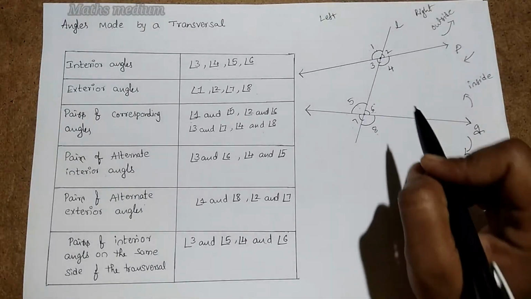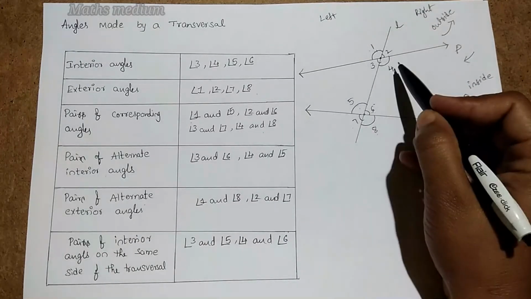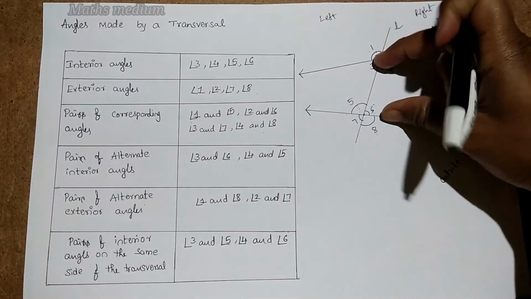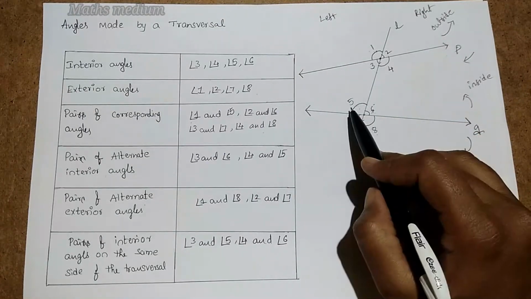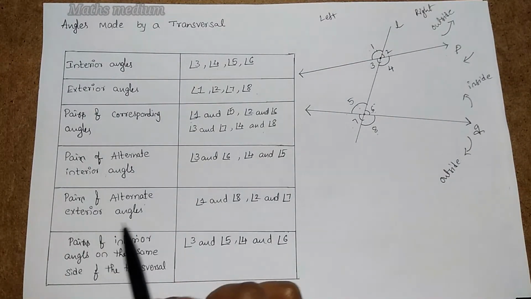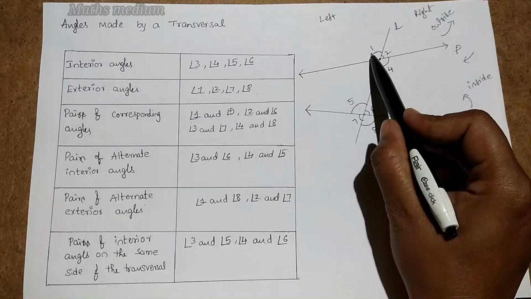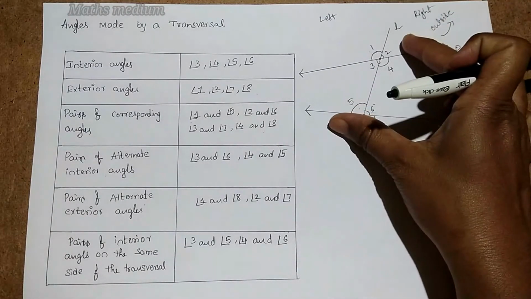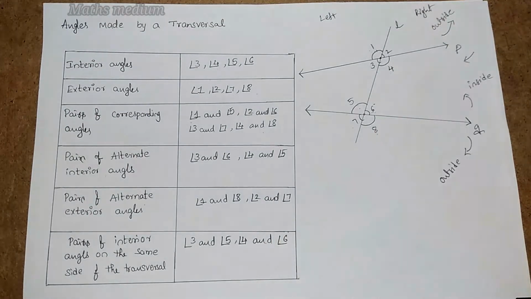I will repeat it again. Pair of alternate interior angles is interior alternate. Interior means inside. So alternate means these two and these two. Angle 3 and angle 6, one pair. And angle 4 and angle 5, another pair. Next, coming to the pairs of alternate exterior angles. Exterior angle is nothing but outside the lines. So angle 1 and angle 8. Similarly, angle 2 and angle 7 are the exterior angles of a given transversal.